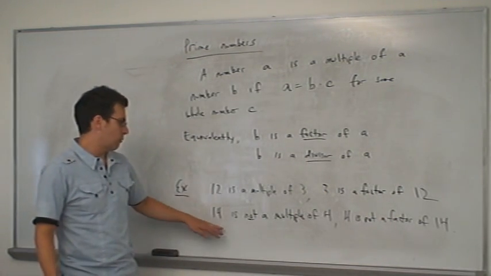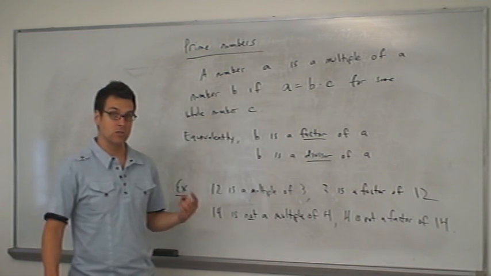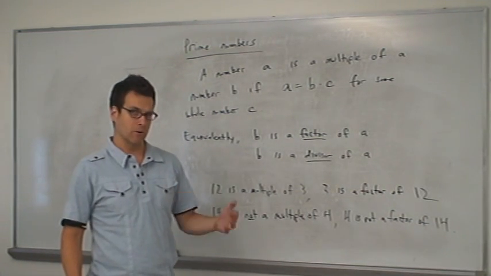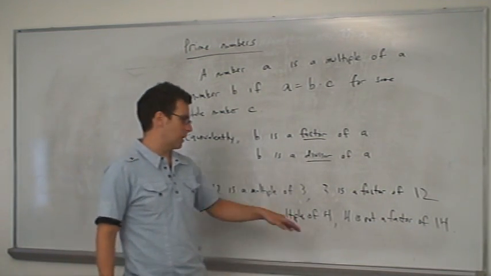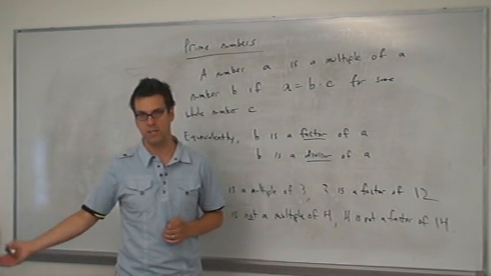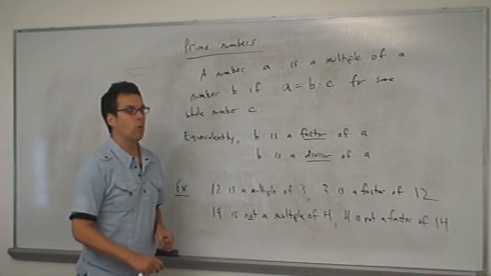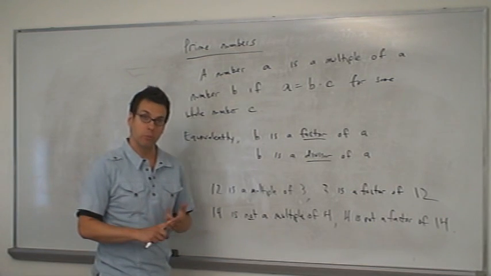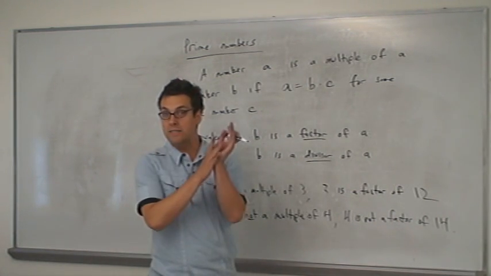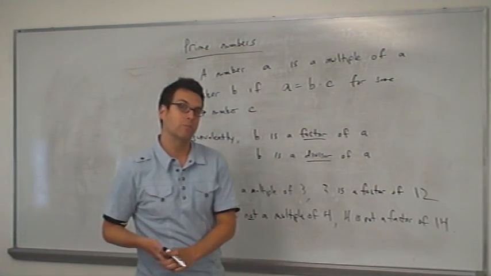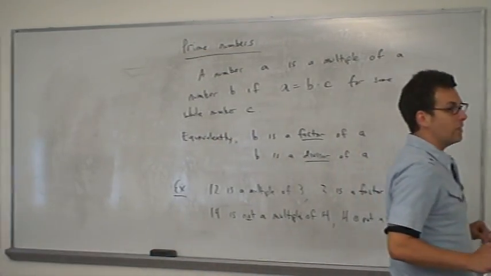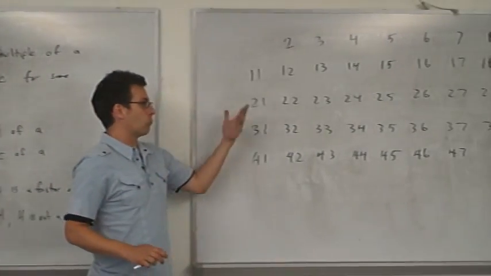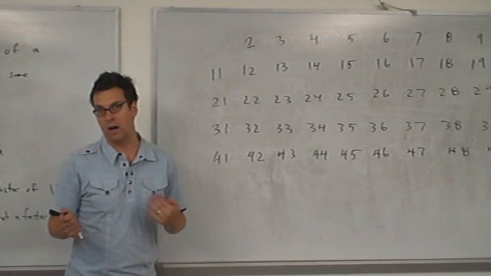On the other hand, 14 is not a multiple of 4 because there's no whole number that multiplies by 4 to return 14. For this reason, we also say that 4 is not a factor of 14. Okay, so we understand what factors and multiples are. So now let's discuss prime numbers. I have written the numbers from 2 to 50 on the board.